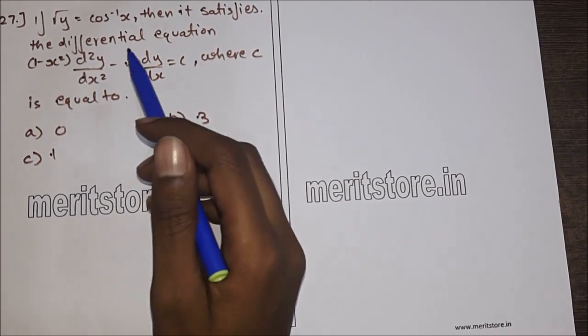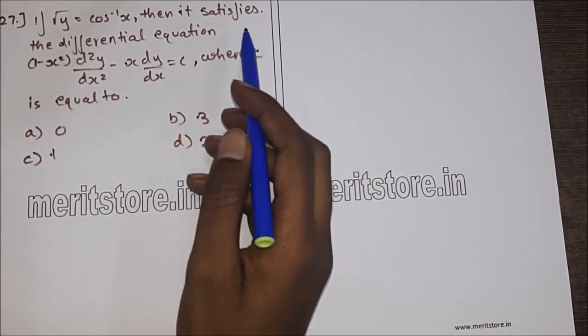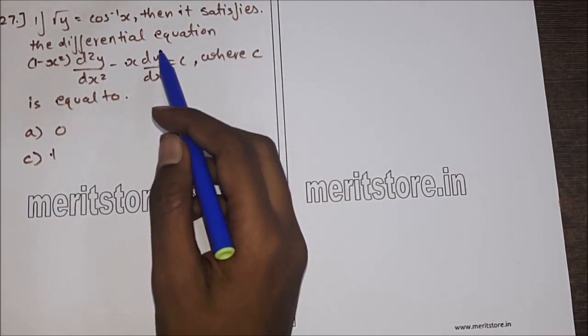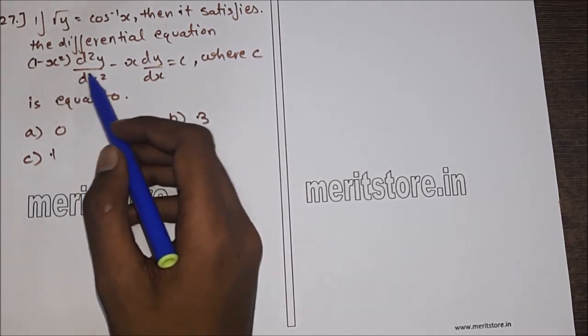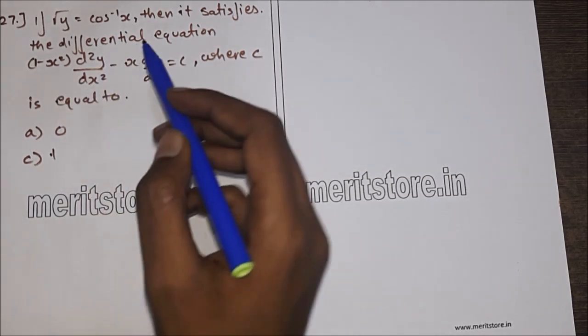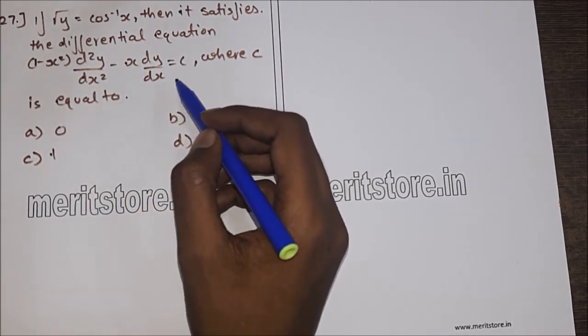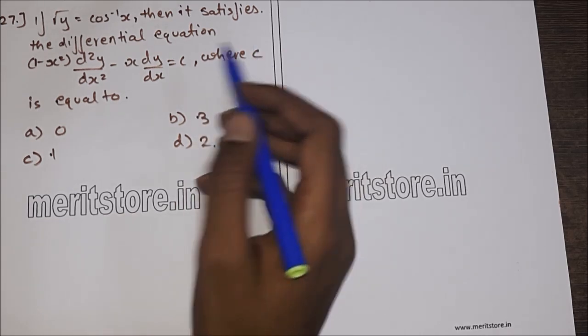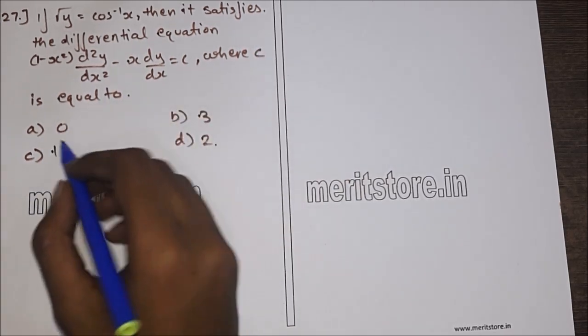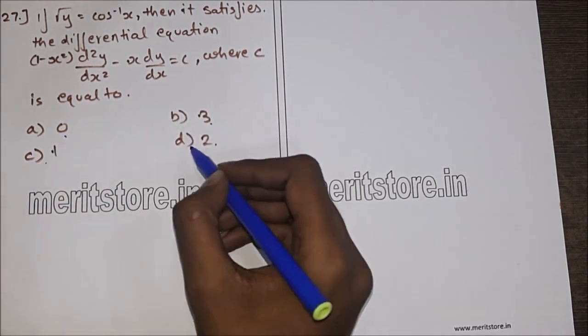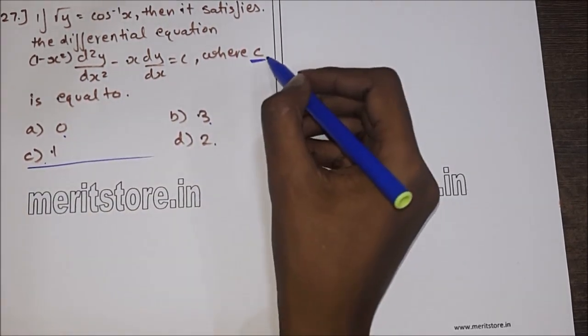Root of y is cos inverse of x, and it satisfies the differential equation 1 minus x square into d2y by dx square minus x into dy by dx equals C, where C is equal to what? The options are 0, 3, 1 and 2. We are supposed to find the value of C.